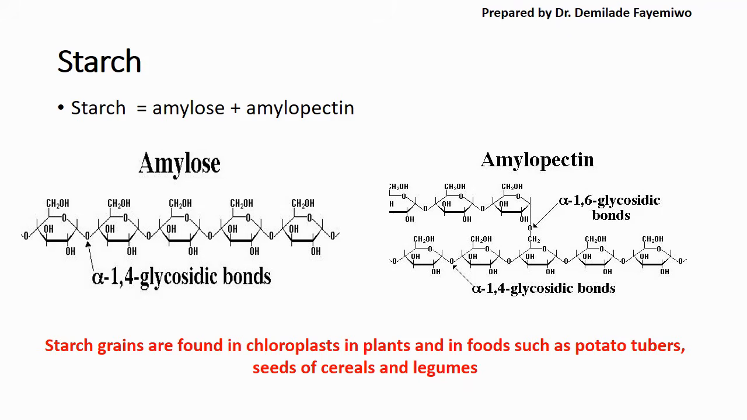Starch grains are found in your chloroplast in plants and in foods such as your potato tubers, your cereals, and even your legumes. This is something interesting that my students just couldn't believe, the fact that you also have starch in foods like beans, because they always thought that beans were purely protein. So that was just something interesting and might also be a fun fact for you.